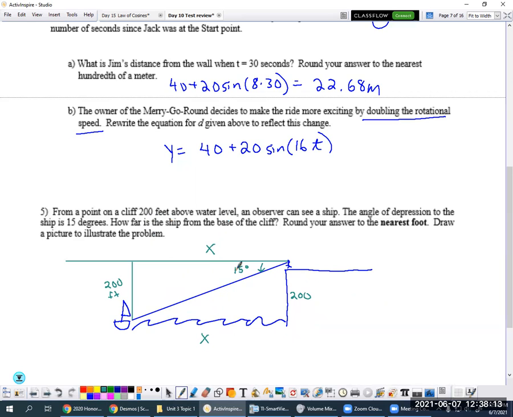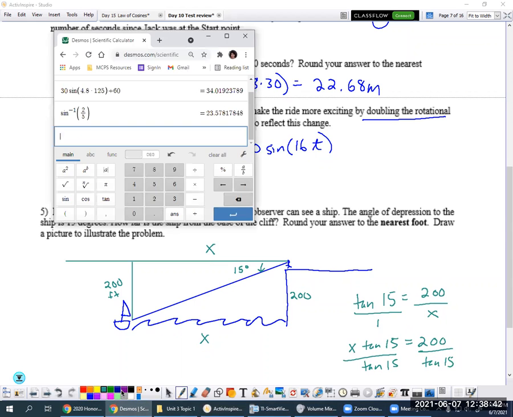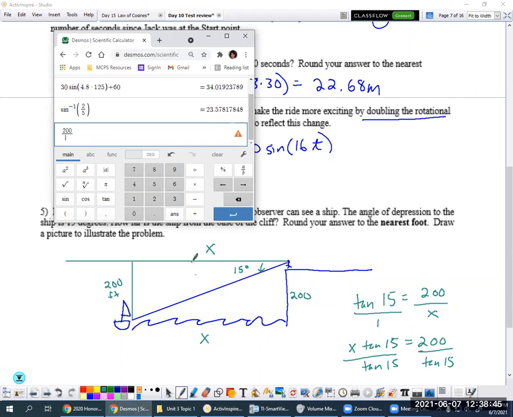So I'm going to use tangent because I have 15 degrees, I have 200 feet, and I have x. I don't care about, nor do I know, the hypotenuse. So I'm going to say tangent of 15 equals 200 over x, put my tangent over 1 and cross multiply. I get x tangent 15 equals 200. Divide both sides by tangent 15. Grab my calculator. And I find out that the ship is, to the nearest foot, 746 feet.